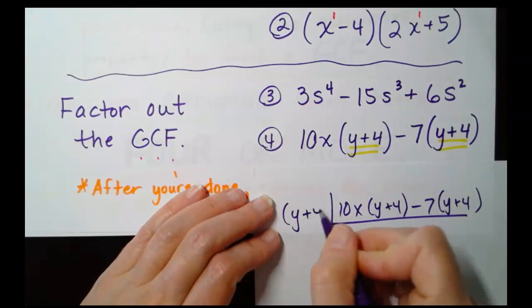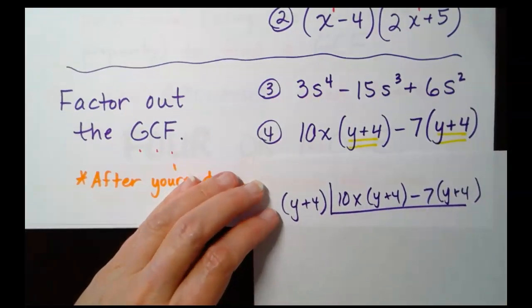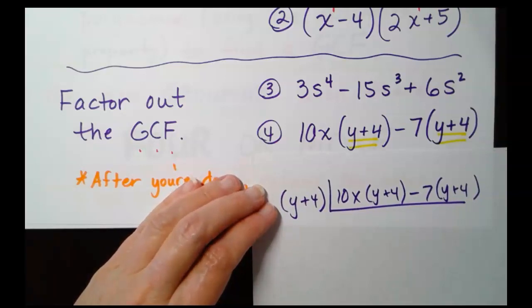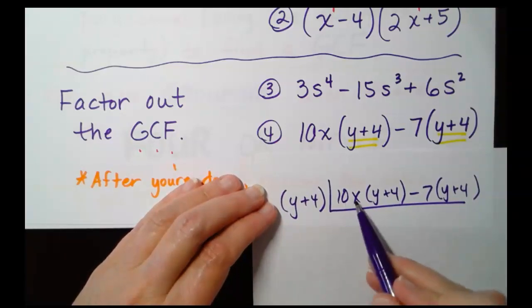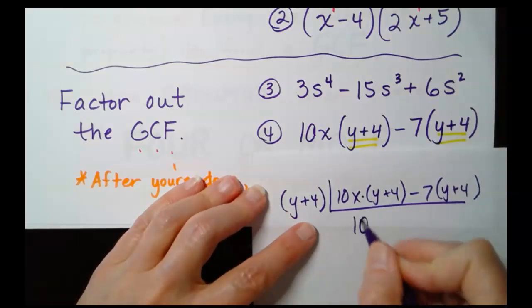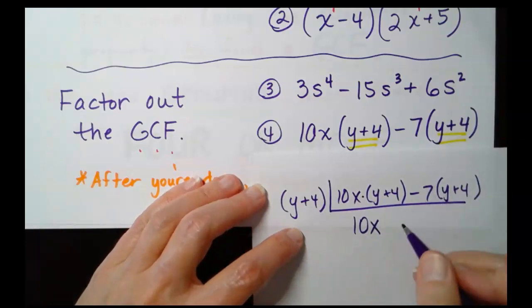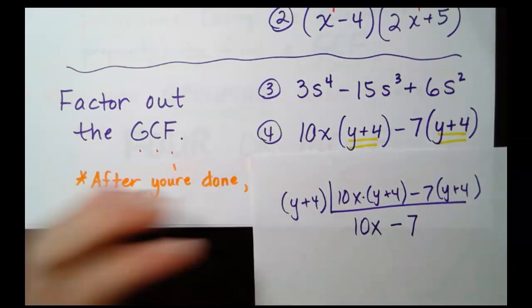And y plus 4, and yes, I'm going to keep it snugly and warm in those parentheses because I'm not going to break it apart. It is one factor, y plus 4. So 10x times y plus 4. If we divide away the y plus 4, all we're left with is 10x. And then here, if we divide away the y plus 4, all we're left with is a minus 7.